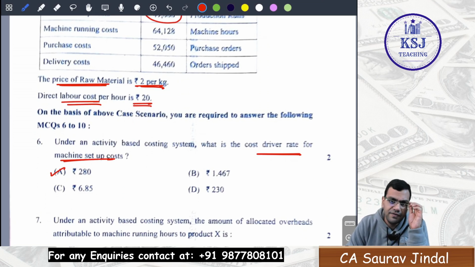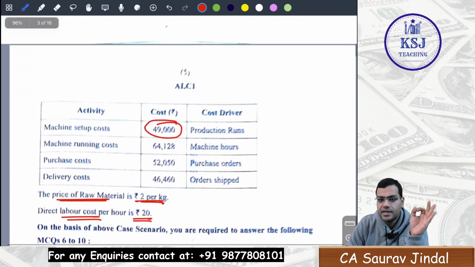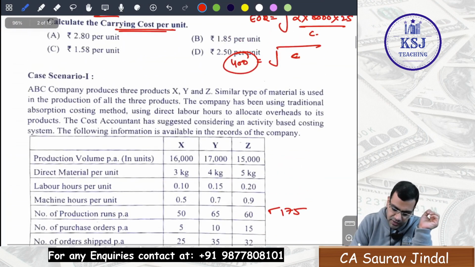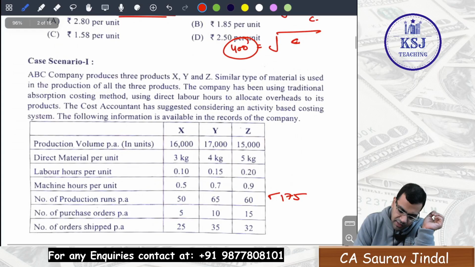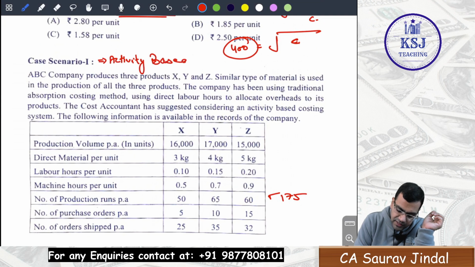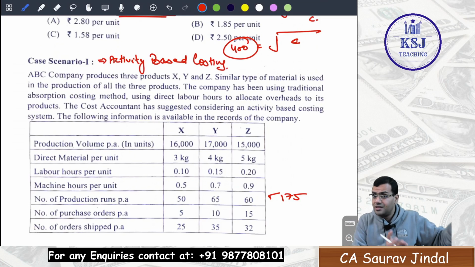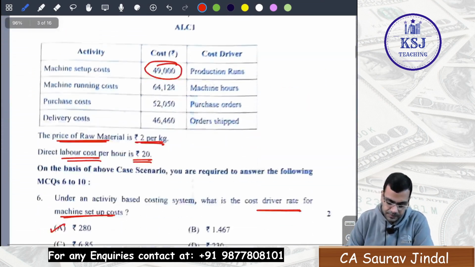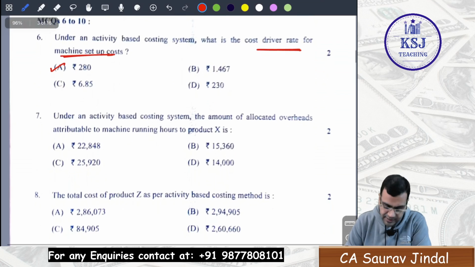Not at all a difficult question. A simple activity based costing question. So case scenario 1 is on activity based costing. I hope all of you must have attempted it correctly. That's why I'm telling you this paper was average but towards the easier side, not the difficult side. So there is nothing as such difficult.